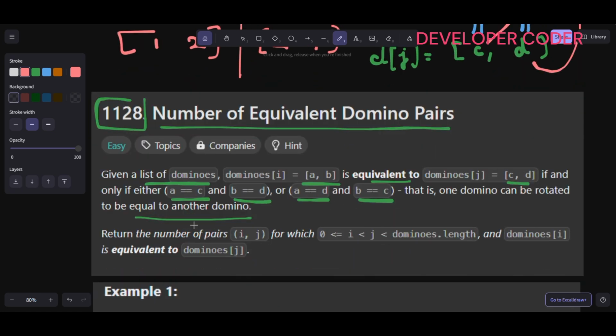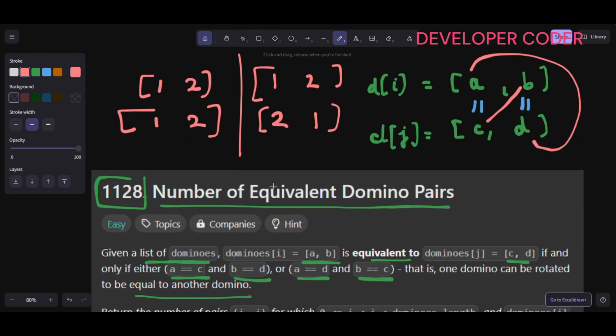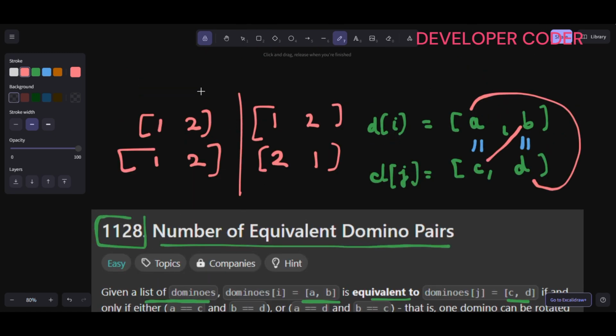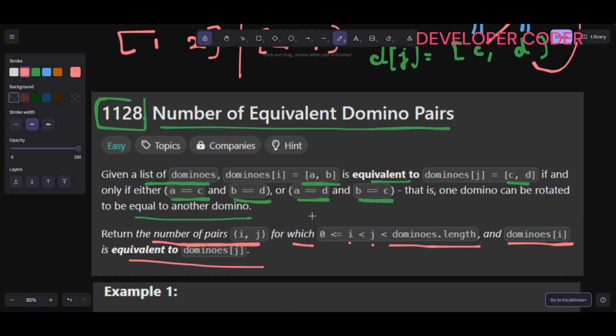All right, clear. Now we have to return the number of pairs i and j for which i should be greater than or equal to 0 and j is greater than i and j is less than dominoes.length, and dominoes[i] is equivalent to dominoes[j]. So we have to just find out how many of these cases are there. This case or this case, whatever is possible, we have to check that.